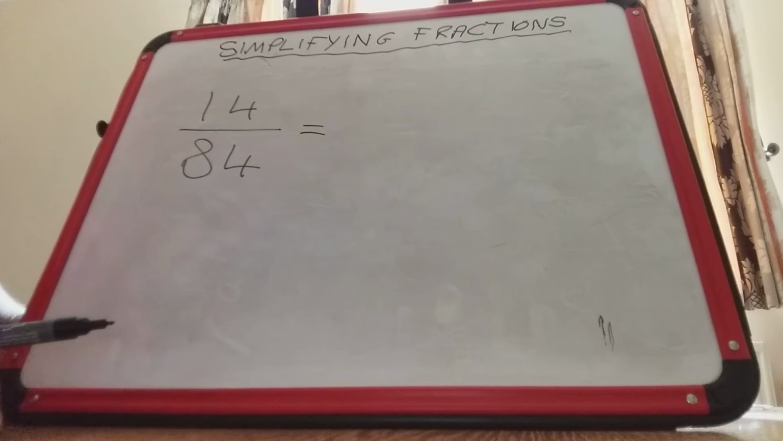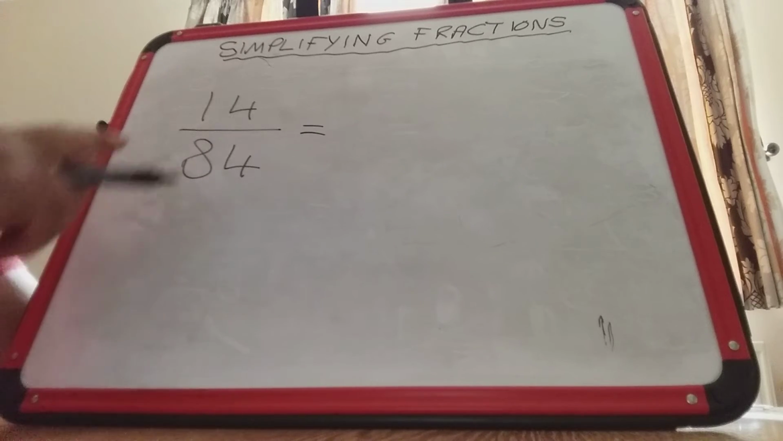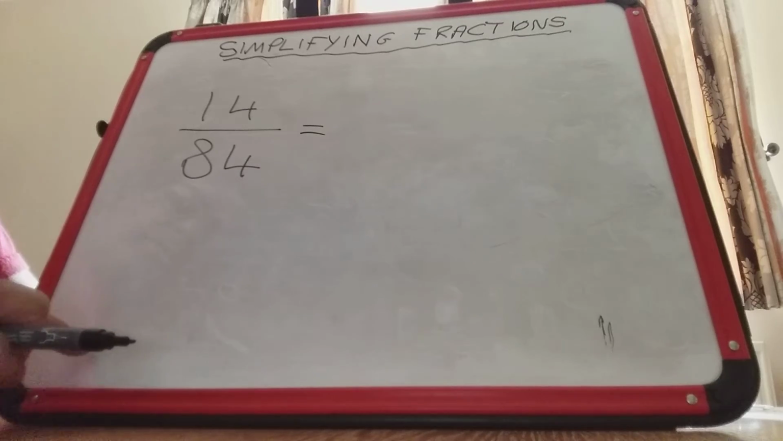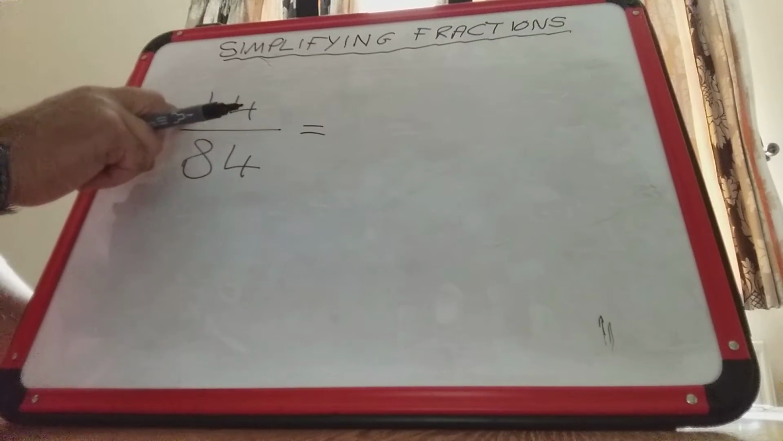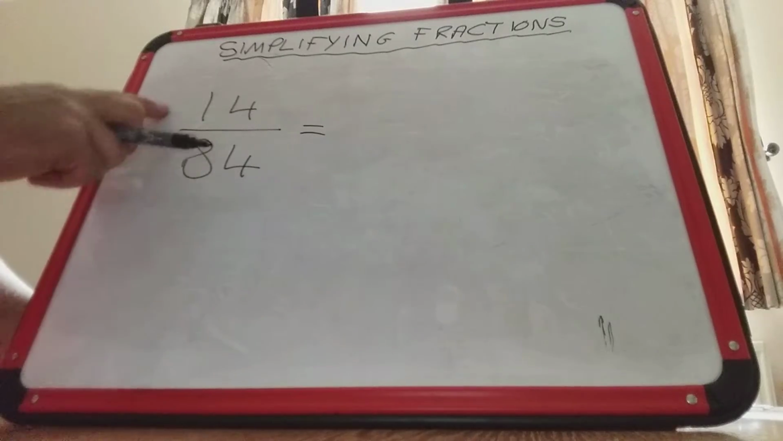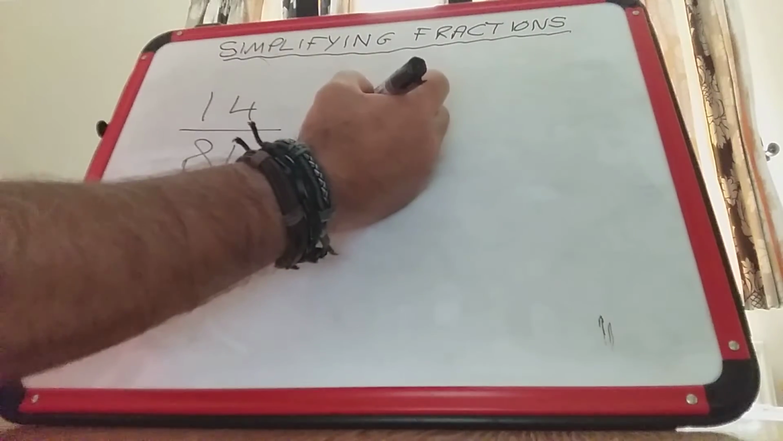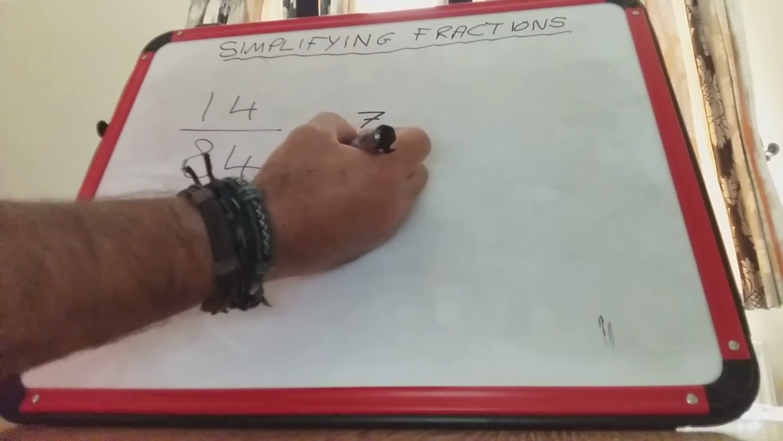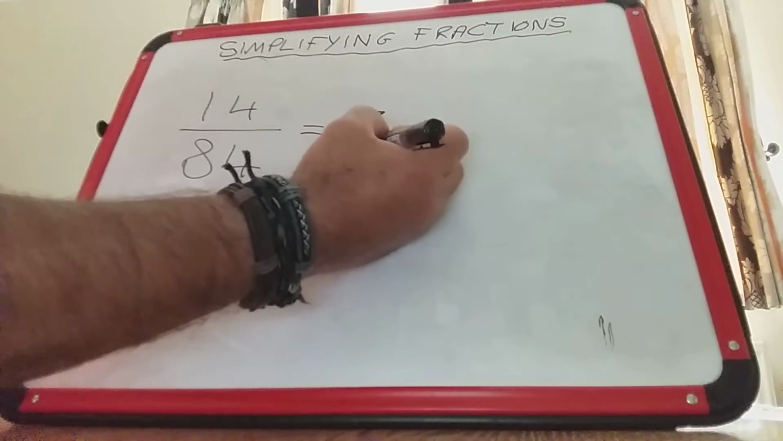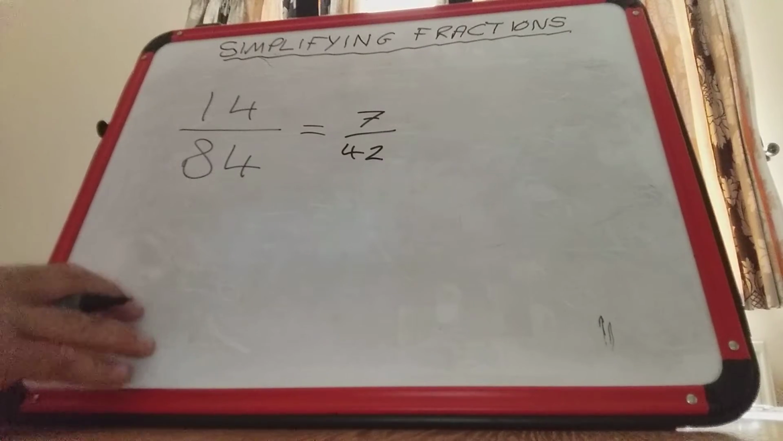Right, this is the last example, and then you can go on to the next activity in the lesson. 14/84. So we're going to think about numbers that we can divide top and bottom by. So we can divide by 2. That's always a very, very easy one to spot. So 14 divided by 2 is 7, and then 84 divided by 2 is 42. Okay, that's not bad. 7/42.